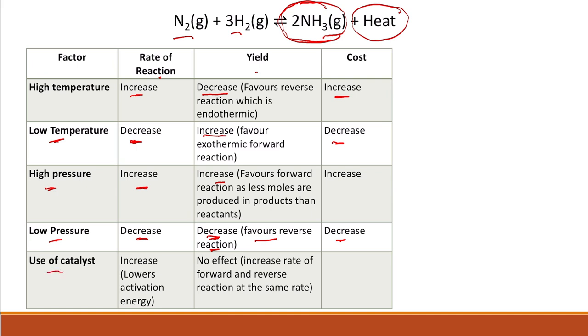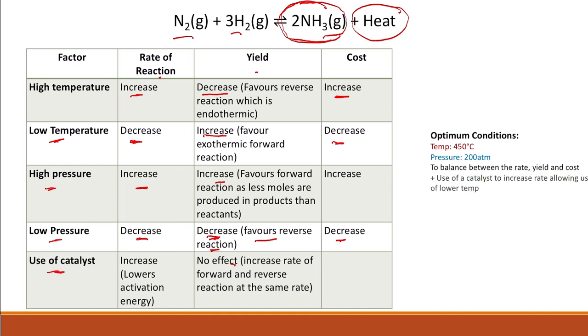Finally, the use of the catalyst, we said we use an iron catalyst. The catalyst will increase the rate of the reaction because we know that the catalyst will lower the activation energy. However, the catalyst has no effect on the yield of the product, because it increases the rate of the forward and the reverse reaction at the same rate. So there is no impact on the yield at the end. So these are the optimal conditions, and the use of the catalyst will allow us to increase the rate and allow us to use lower temperature. So that will reduce the overall cost of this process.